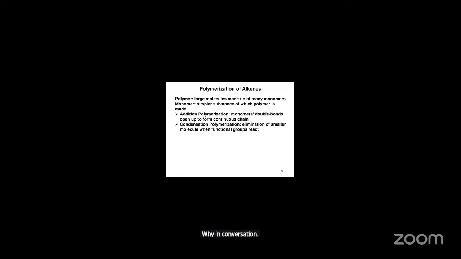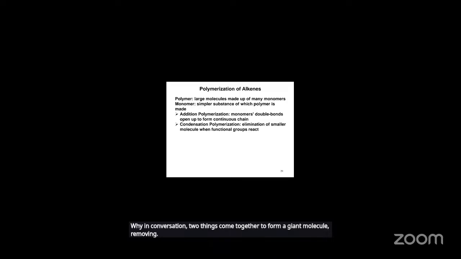So types of polymerization are addition and condensation polymerization. In addition, nothing is being removed. They are just adding up. While in condensation, two things come together to form a giant molecule, eliminating smaller molecules.